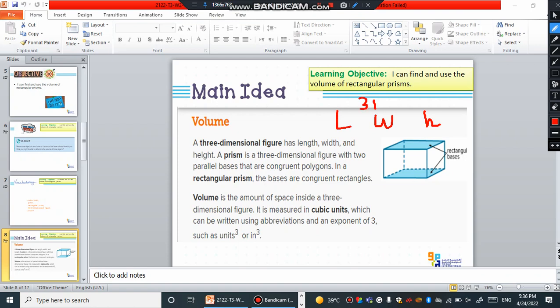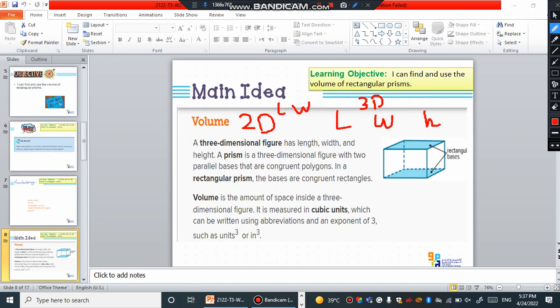What's the difference between 3D and 2D? If you remember the 2D, for example, a rectangle has only two sides, L and W. So the difference between 2D and 3D is that 3D is called three-dimensional because it has three sides, L, W, H, but a 2D figure has two sides, L and W.